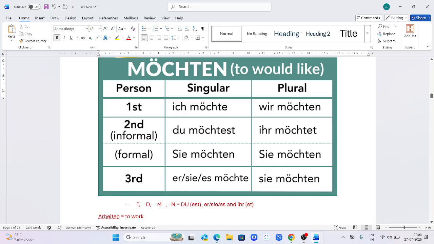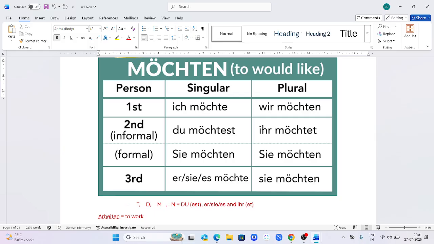Okay, ich möchte 2 Kilo Tomaten kaufen. Ich möchte Abendessen kochen. See, at the end comes the verb in its en form. Have we learned this earlier or no? Yes, ma'am. We have learned modal verbs, and it is very, very important. Okay?